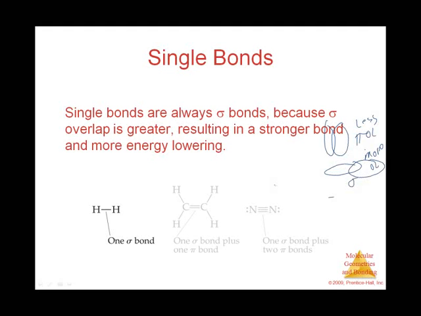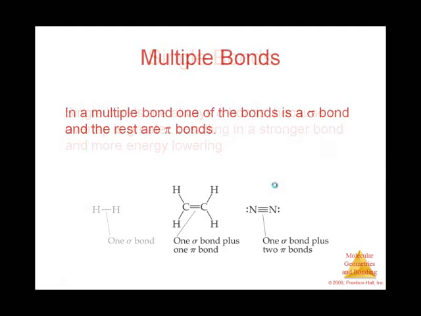If you have a double bond, one of these is sigma and one of these is pi. If you have a triple bond, one of these is sigma and the other 2 are pi. So within a bond, doesn't matter if it's single, double, or triple, there can only be one sigma. And then if you add a multiple bond, they're going to be pi.